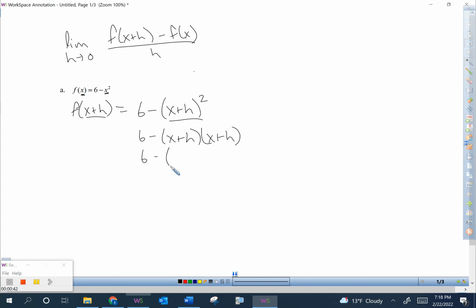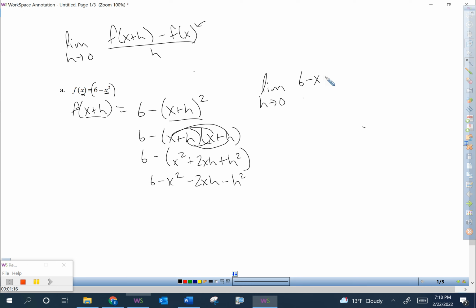And then we've got 6 minus x squared plus xh is plus 2xh, and then plus h squared again. So this ended up looking like 6 minus x squared minus 2xh minus h squared after you distribute that negative through. Okay? Now we're going to go and just subtract the original function. Because it's got two terms, remember we're going to subtract both pieces when we substitute this in. So go ahead and just copy the original there, 6 minus x squared minus 2xh minus h squared.